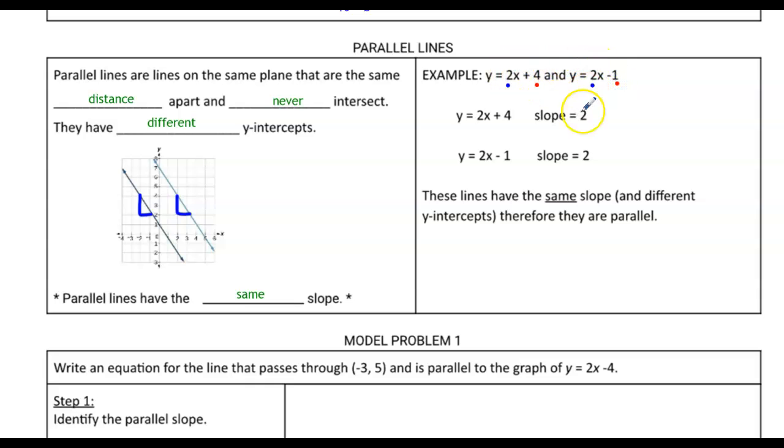Slope is 2 for both of them. The y-intercept here is +4, which means it would intersect the y-axis up here. And the y-intercept for this line is -1, which means it's going to intersect the y-axis down here. They have the same slope and different y-intercepts, therefore they are parallel.